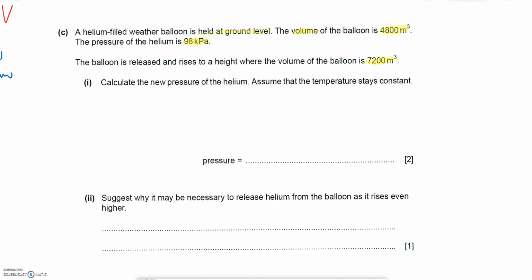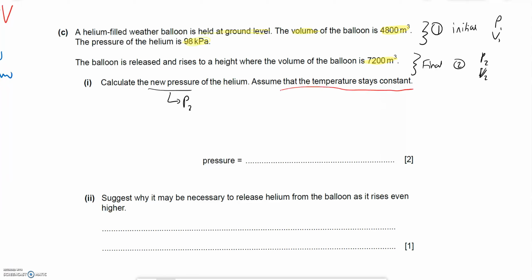So you can see how we've gone from the initial conditions, so P1 and V1, to the final, or P2, V2 conditions. We're asked to find the new pressure, so we're basically trying to find P2. And the first thing to always do with these questions is think about what you want to find. Note the temperature stays constant, because remember, this equation only works when temperature stays constant.